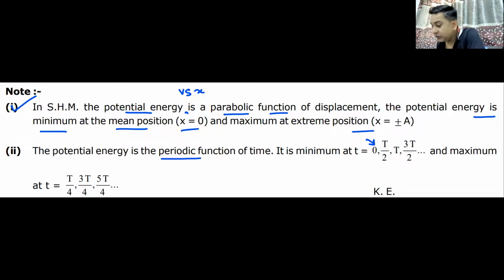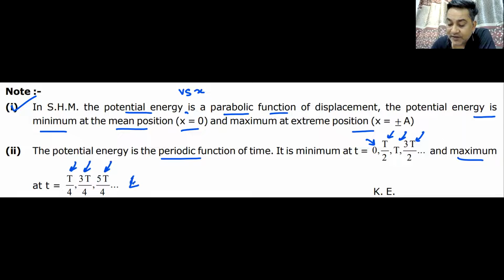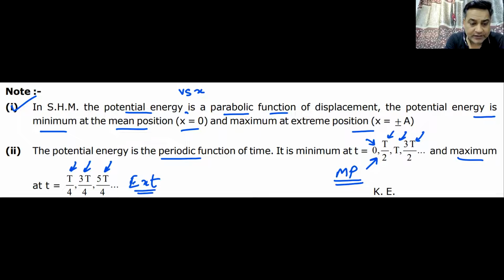It is minimum at zero, then T by two, then T, then 3T by 2, and so on. It is maximum at T by four, 3T by four, 5T by four. That means at this time, the particle is at its extreme position. At this time, the particle is at its mean position. Do we understand this? Yes, sir. Please note it down. I'll give you a minute to do it.